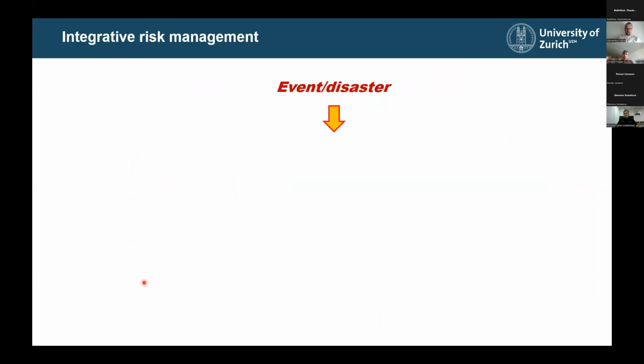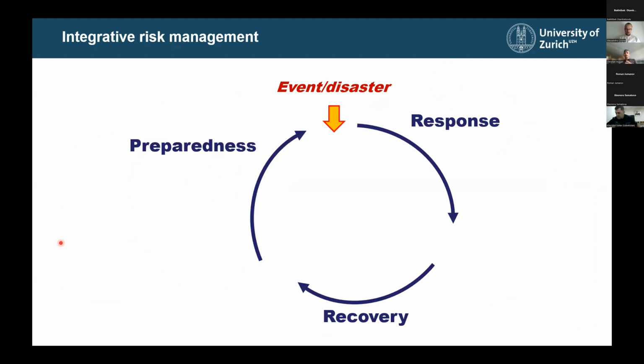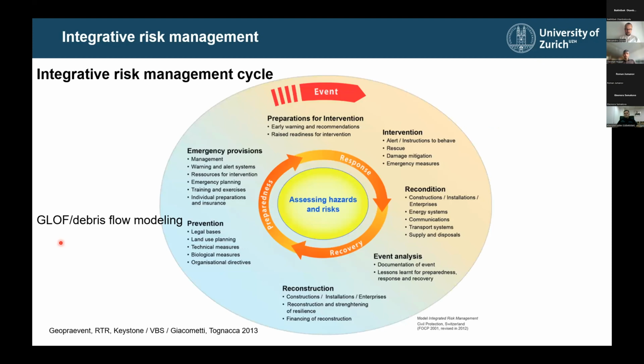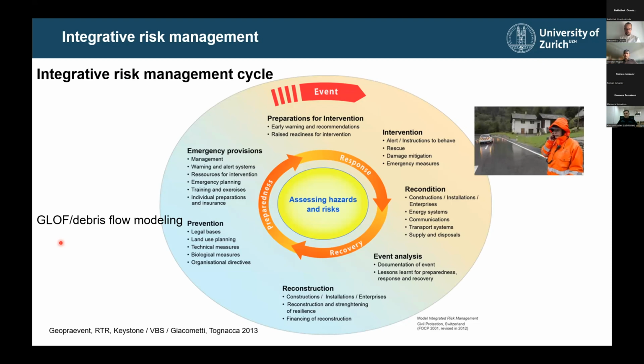Maybe you know the integrative risk management, which starts with an event, a disaster. Then you have response functions. Then the recovery starts, and then everything which is preparedness and prevention, with the aim of reducing the risk. I have here this graphic, which was developed in Switzerland, but other countries have similar concepts. In some more detail, once an event hits, you have the immediate response actions. Here, then, constructions start to recover.